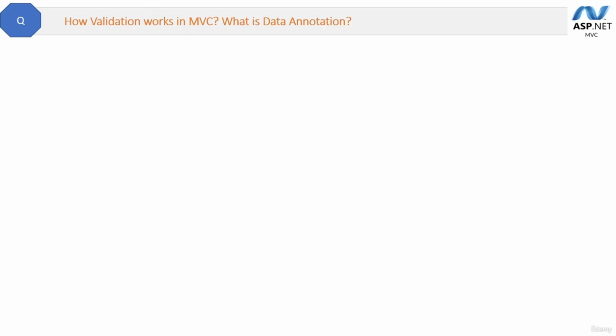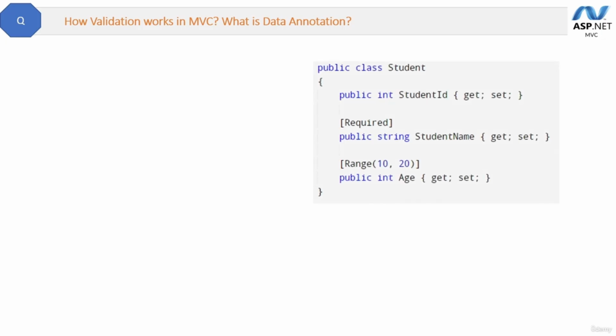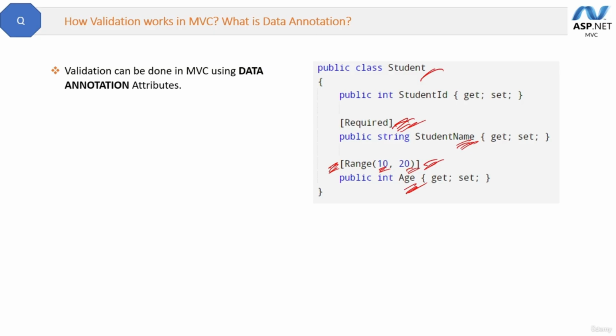How does validation work in MVC? What is data annotation? Okay, let's first see the code here. See, this is the model and here these Required and Range attributes are doing the validation. This Required validation will never allow a blank or empty student name from UI. And this Range validator says the age must be between 10 and 20 years. So that is also a validation, right? This technique of validation we call data annotation. So the answer is validation can be done in MVC using data annotation attributes.